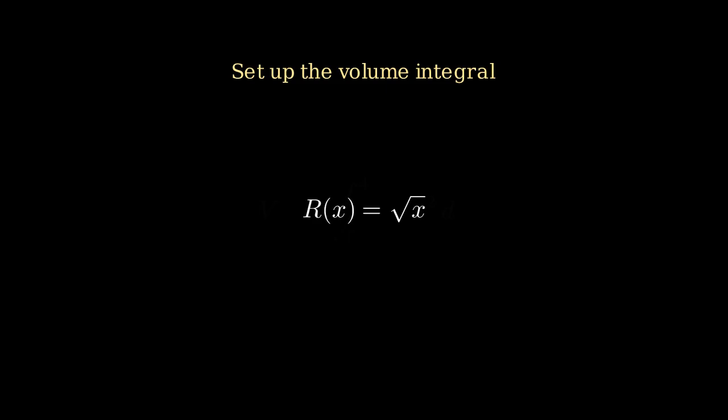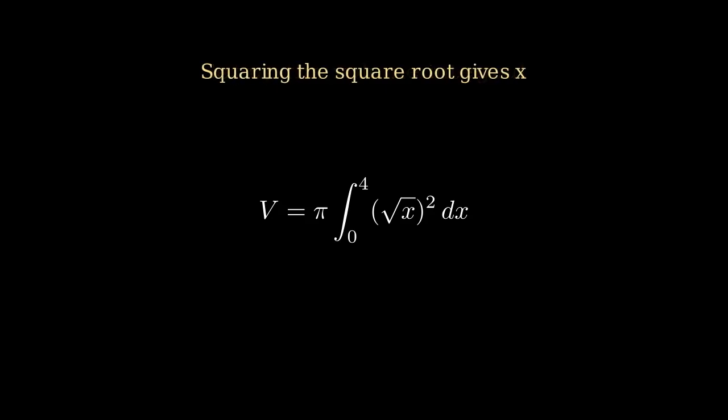So the volume is pi times the integral from 0 to 4 of [the square root of x] squared dx. Squaring the square root of x just gives us x, so this simplifies to pi times the integral from 0 to 4 of x dx.